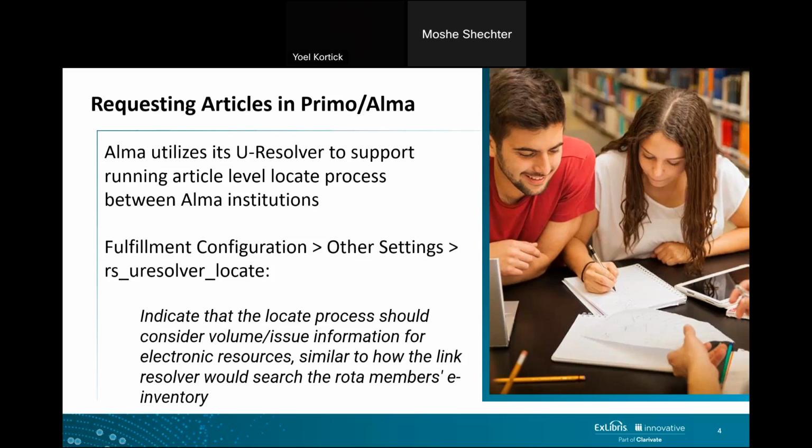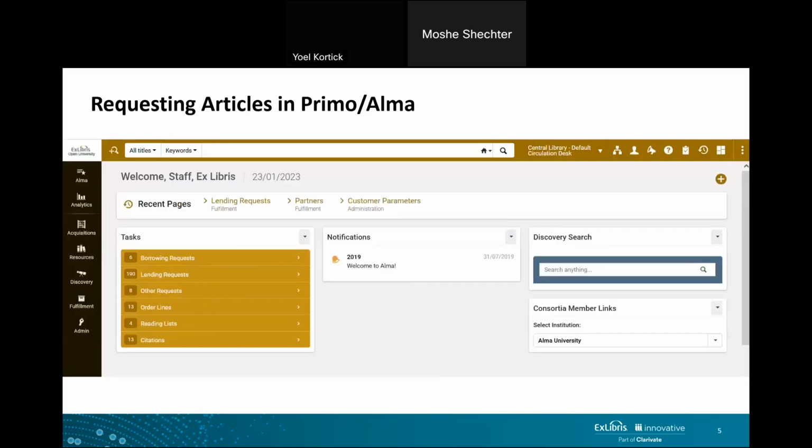However, when the lender owns that resource in electronic format, then setting this parameter up to be true will enable you as borrower to have your locate process be fine-tuned and actually detect lenders that have the specific article that you're requesting, not only access to the journal. Now, obviously, that adds a lot of accuracy to your locate process, creates a more accurate ROTA, because the lender will be put into your ROTA as borrowers only if the lender has the specific article that you're looking for. And that's what we want to look at.